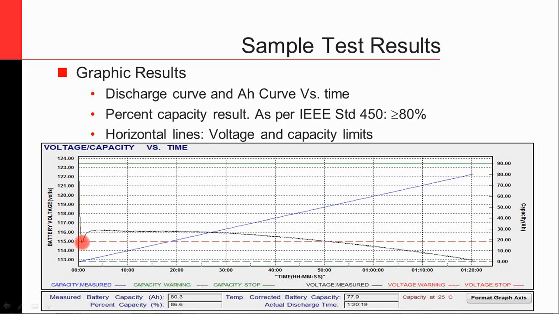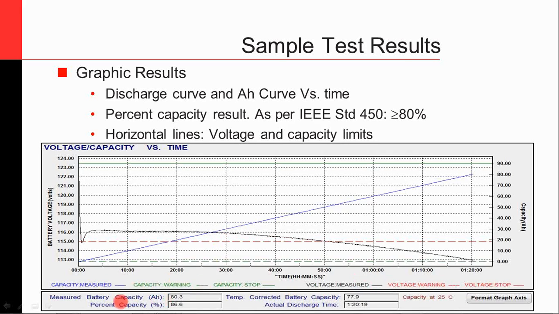So this is the beginning of my test, and then there's a phenomenon called coup de fouet, which literally means crack of the whip, where you come down and reach some minimum voltage, and then it climbs back up, and then it's fairly stable until you get out, and then it starts dropping very quickly. So that's my voltage graph, and then the blue line is my capacity rated in amp hours over on this axis. These solid lines are different warning and stop limits based on capacity or based on voltage.